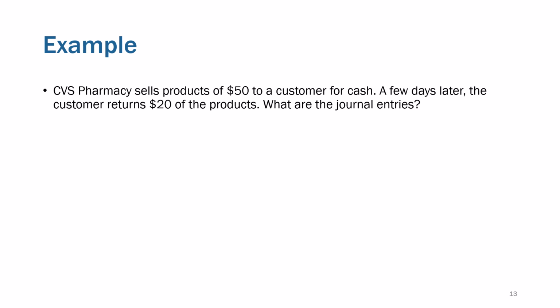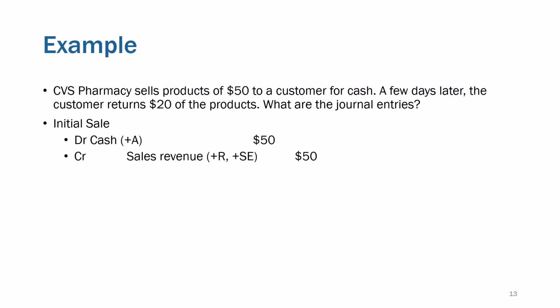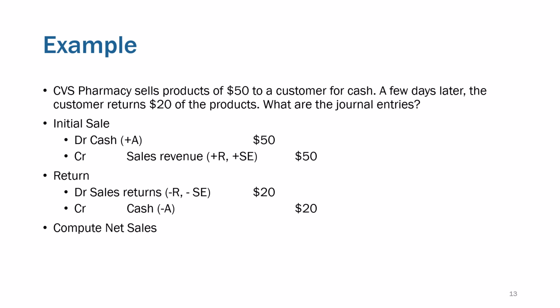So the example here, CVS sells products of $50 to a customer for cash. A few days later, the customer returns $20 of the products. What are the journal entries? Well, the initial sale, they're going to debit cash and credit sales revenue, each of those for $50. And then when a $20 return happens, we don't just debit sales revenue, we instead debit sales returns, so we can track the amount of the return separately, and then we credit the cash, each of those for $20. Compute net sales: 50 minus 20 equals $30.